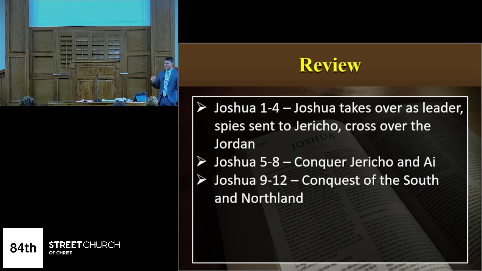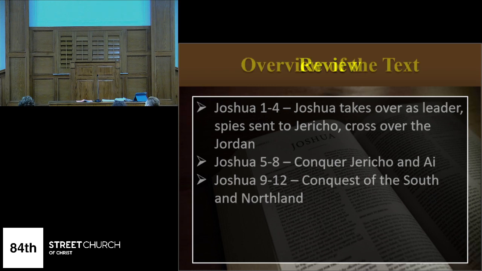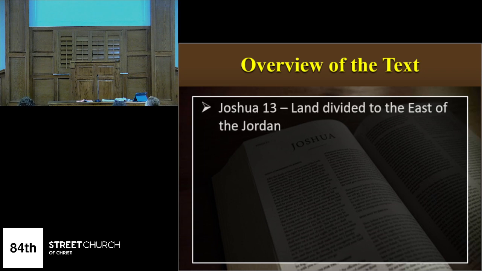And whenever we got to the end of Joshua chapter 12, that's where we left off. They have conquered at least a portion of the land, as we'll see in a minute, but now it's time for the division, or the dividing up of the land, and we're going to get into that today. So an overview of the text that we're going to be going through.